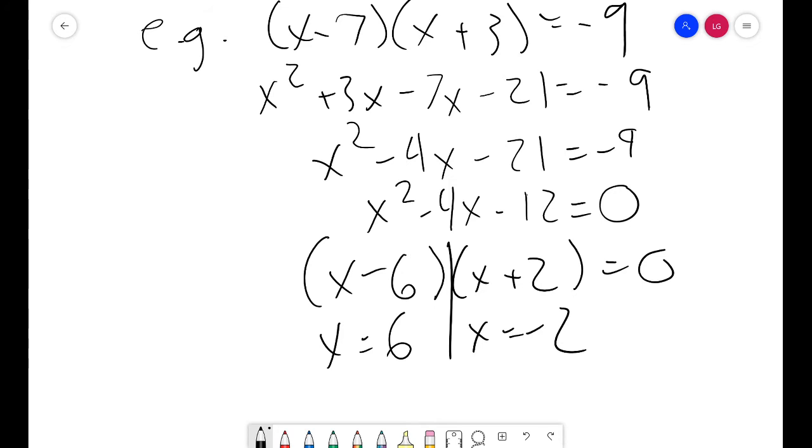And it doesn't factor in the exact same way, as you can tell. It's not x minus 7 times x plus 3. That thing is equal to negative 9 when this thing, x minus 6 times x plus 2, is equal to 0.